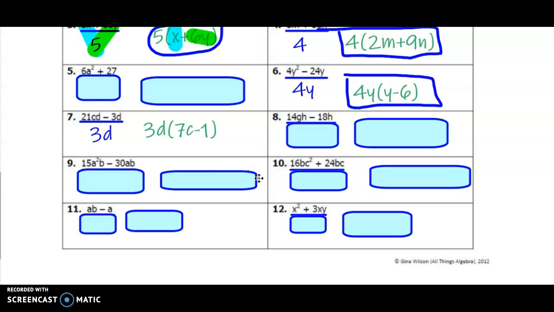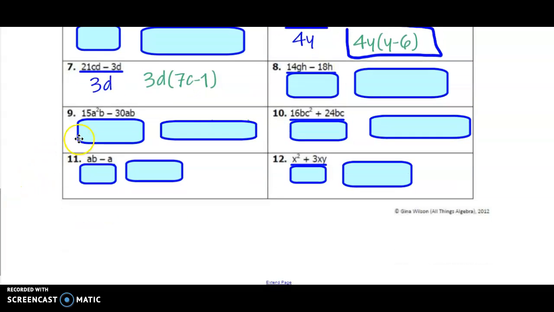Okay, I want to scroll down to ones that are slightly more complicated. So let's look at number 9. If I look at my numbers, 15 and 30, 15 divides into 15 and into 30. So that's going to be the number. They both have an A. The lower exponent on A is just 1A. They also both have a B. The lower exponent is just 1B. So my greatest common factor is 15, A, because that's the lower exponent between 2 and 1, and B because they're both a 1. So 15AB.